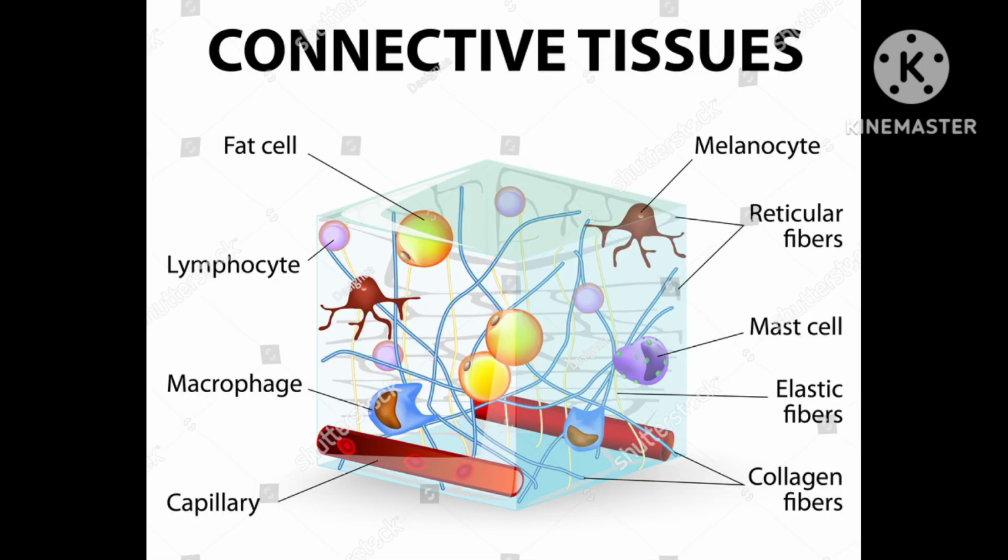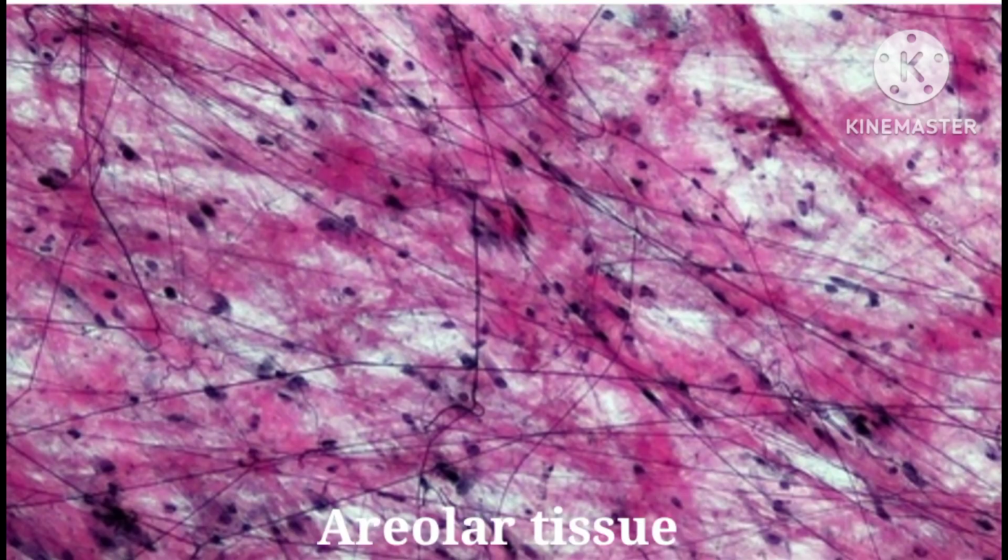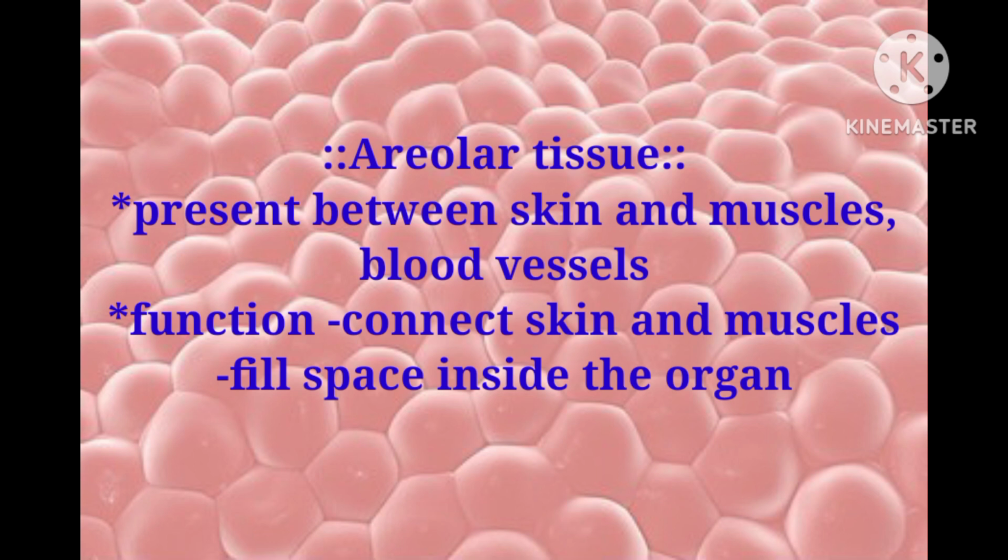Now we will discuss connective tissue. See the diagram and the pictures of the connective tissue. We will discuss the types of connective tissue. The first one is the areolar tissue. See the picture of how the areolar tissue looks. The areolar tissue is present between skin and muscles and around blood vessels. The main function of areolar tissue is to connect skin and muscles. It fills the spaces inside the organs.